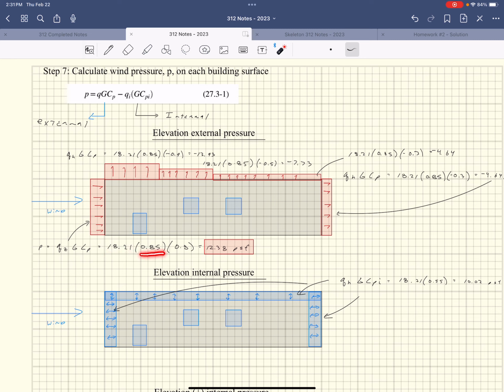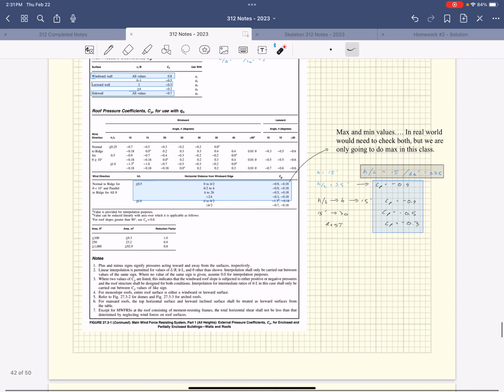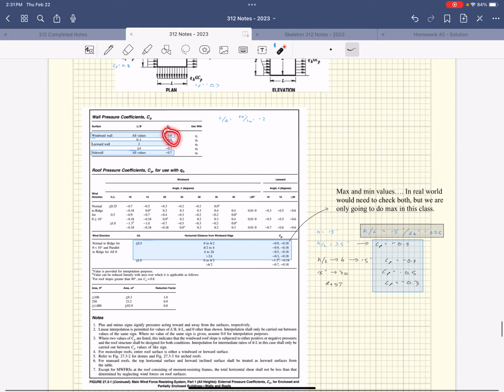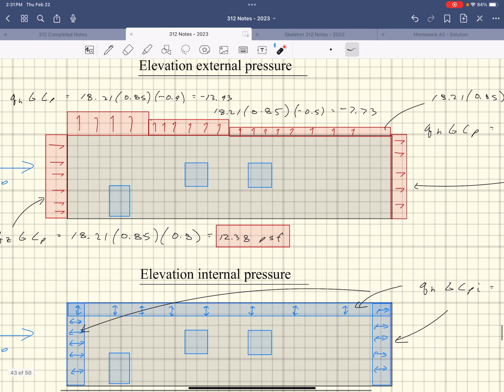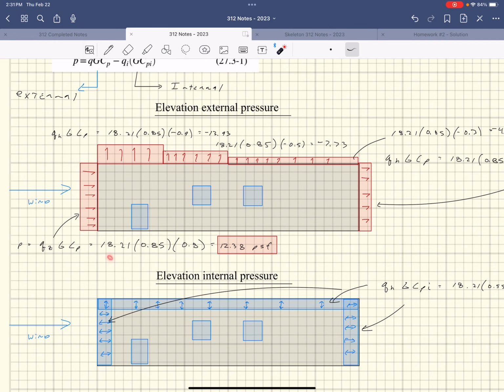0.85 is what we had for G. And CP for the windward wall, we determined to be 0.8. So right here, we determined that to be 0.8. And so you just calculate that. 18.21 times 0.85 times 0.8 is 12.38 PSF. So the pressure on the side of my windward wall would just be 12.38 PSF. That's the magnitude of this pressure on the side of my building.